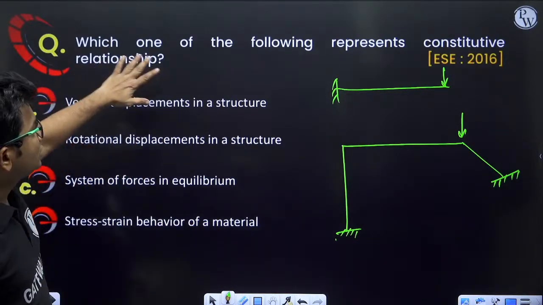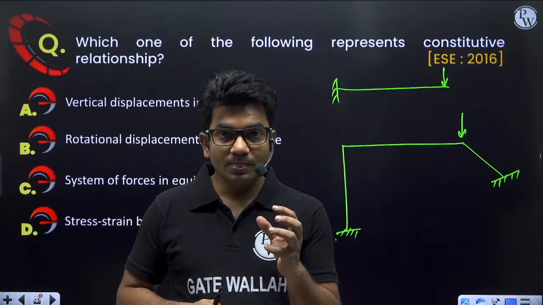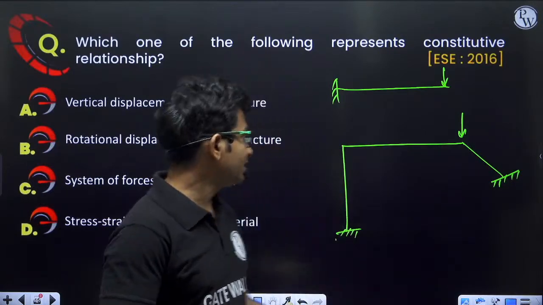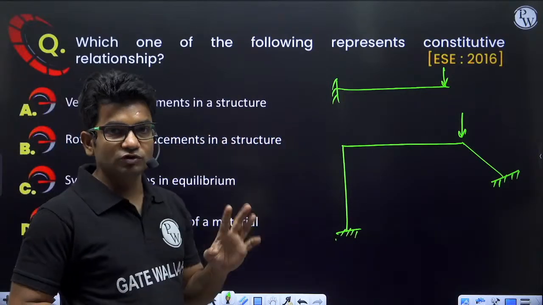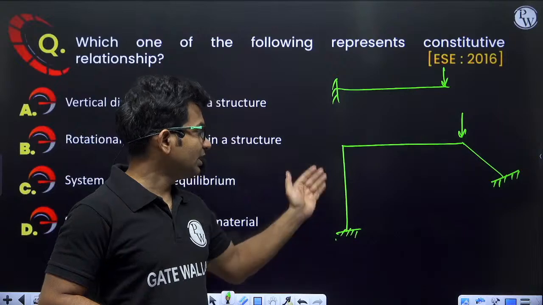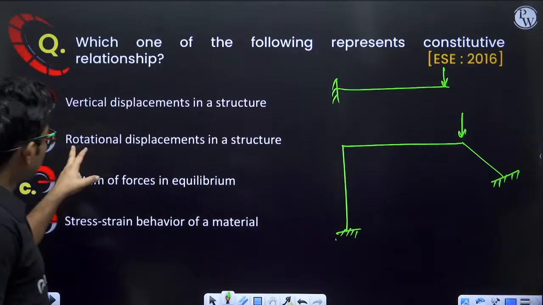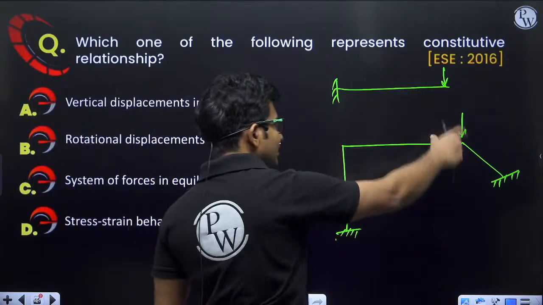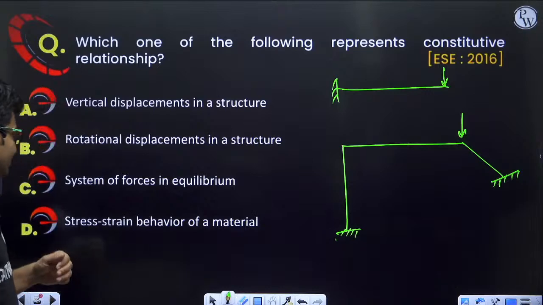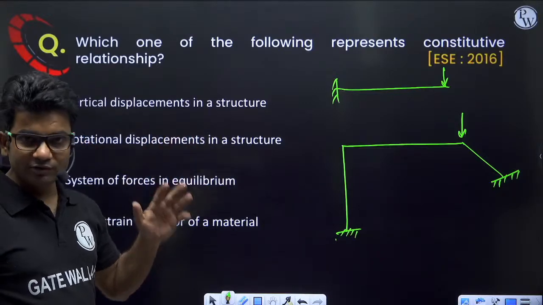So a constitutive relationship is the relationship that is based only on the properties of the material. Vertical displacement is not only because of properties of material, it will depend on many other factors, like what is the area of cross section, what are the various lengths, what is the amount of load. On all these factors it is depending. Similarly, rotational displacement in a structure also depends on many factors apart from the properties of the material. Then system of forces and equilibrium is completely independent of the properties of material.